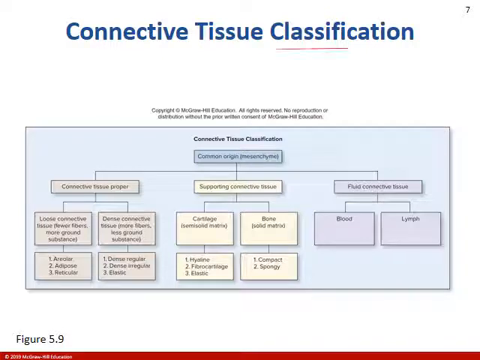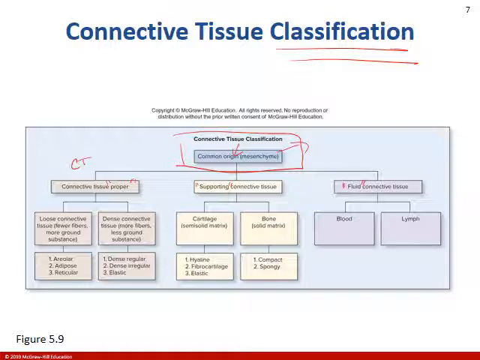This nice figure about tissue classification, you can see that all connective tissue originates from a common origin, these mesenchymal cells. Then we have what we call connective tissue proper, and then we have supporting connective tissue, and then we have connective tissue that's fluid or moves.